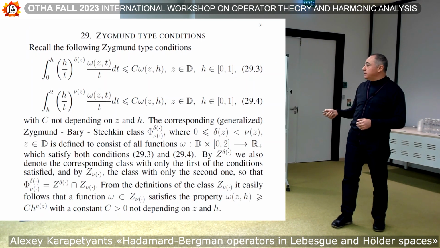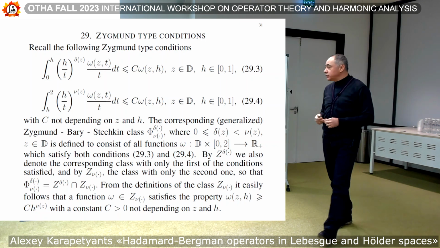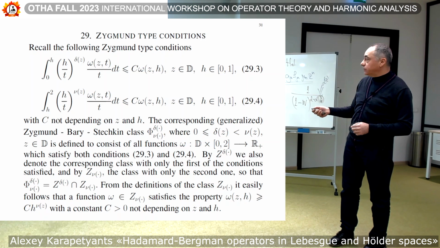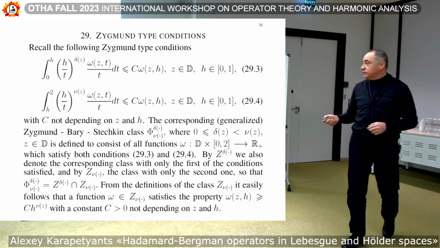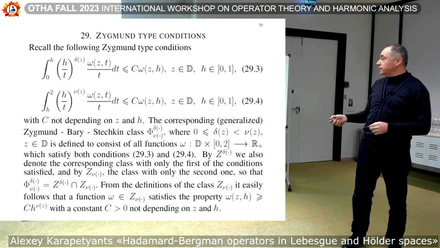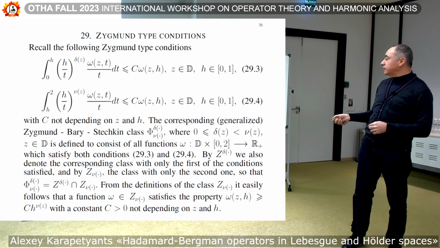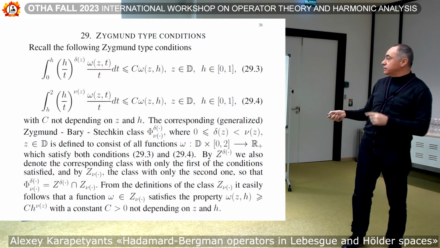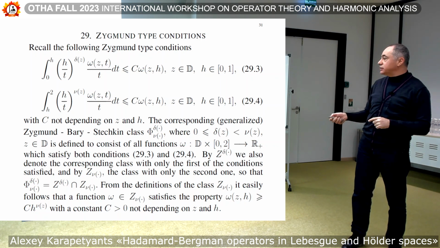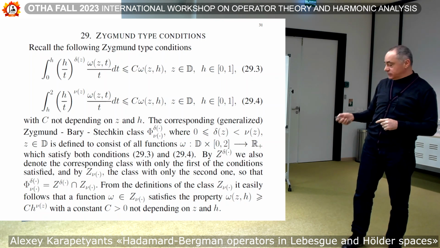And this would be Zygmund type conditions for this variable case, very well known Zygmund conditions, but just here instead of the usual modulus you have a variable modulus, and here instead of a constant you have a variable delta of z, etc. So if a modulus satisfies this condition, I will call it Z with upper index, the first condition; Z with lower index, Zygmund, the second condition; and the intersection is the Bary-Stechkin class.